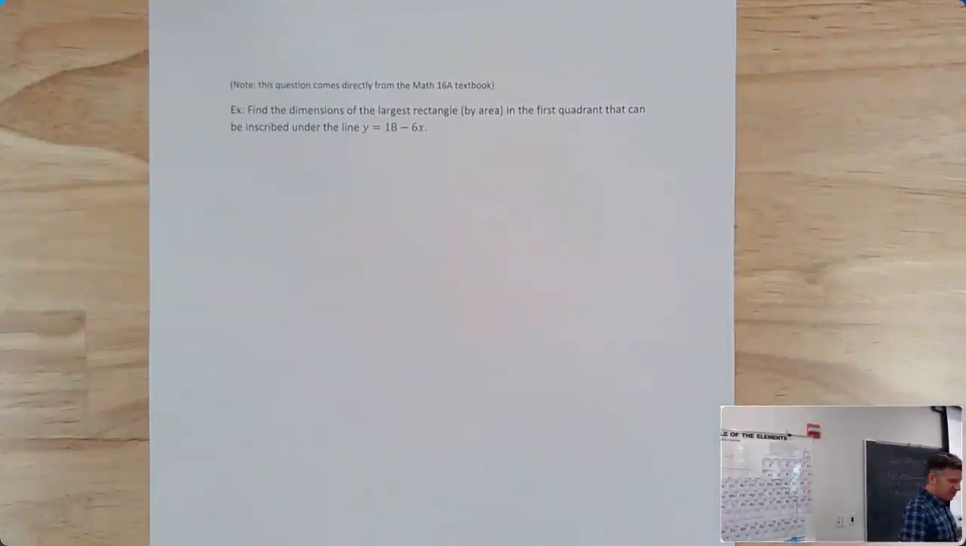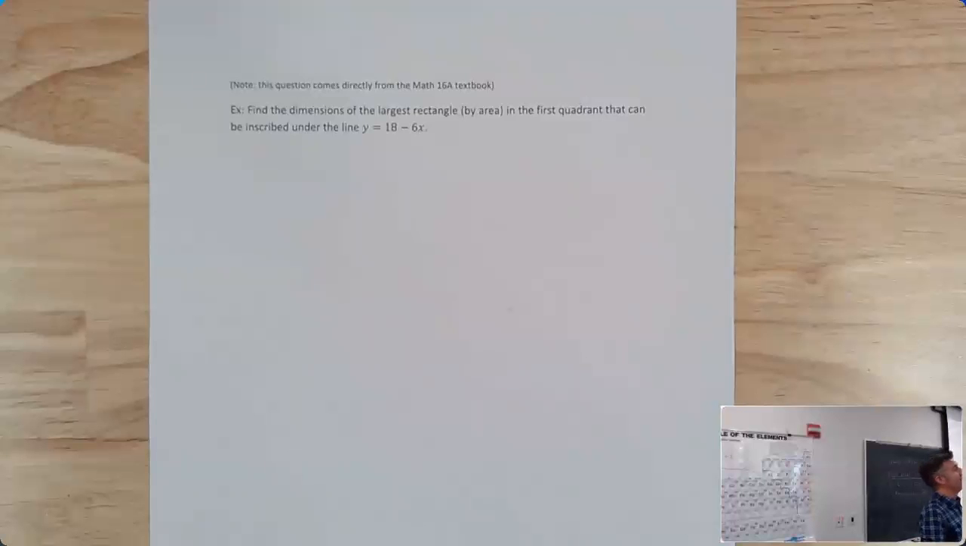So when I read this question, I want to start thinking about what I'm doing. It's saying find the dimensions. Okay, I'm looking for the dimensions. No one's asking me to find a maximum value or minimum value. I'm just trying to find the input. Find the dimensions of the largest rectangle by area in the first quadrant that can be inscribed under the line y equals 18 minus 6x.